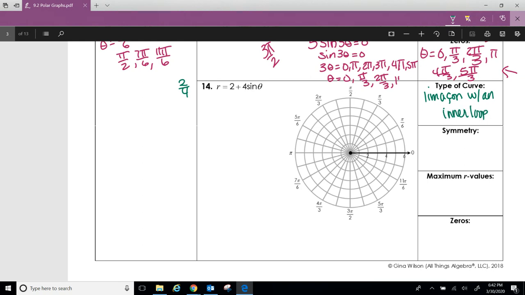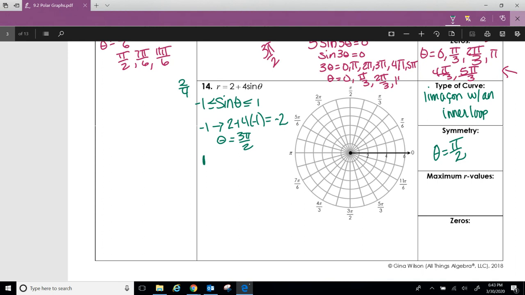All right, is it going to be symmetrical about the polar axis or about theta equals pi over 2? Because it's a sine theta, it's going to be theta equals pi over 2. To find our maximum r values, again, sine theta oscillates between -1 and 1. So when we're at -1, we've got 2 plus 4 times -1. This is going to be -4 plus 2, which is -2. And that would be when sine is -1, which is when theta is equal to 3 pi over 2.